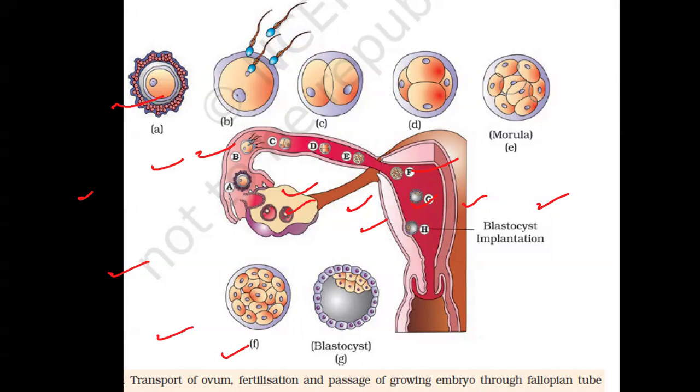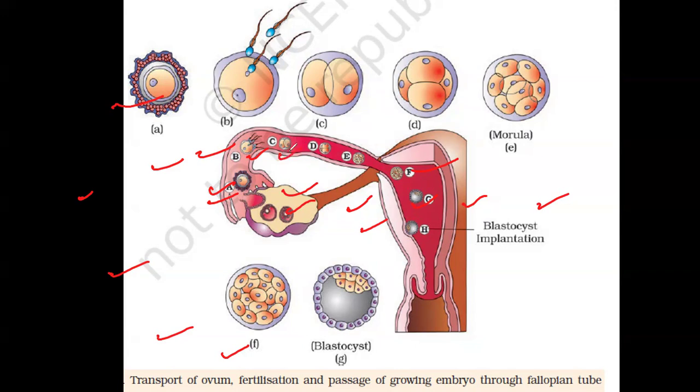You see, when we talk about this diagram, this has been asked many times in the exam. That's why it's important. Now let us start from this A over here. A is the ovum in the ovary. It has both the zona pellucida and corona radiata layers. B is showing us the fertilization. Fertilization occurs in the ampullary isthmic junction of the fallopian tube. The sperm reaches here. At the same time, the ovum also reaches and the fertilization happens.